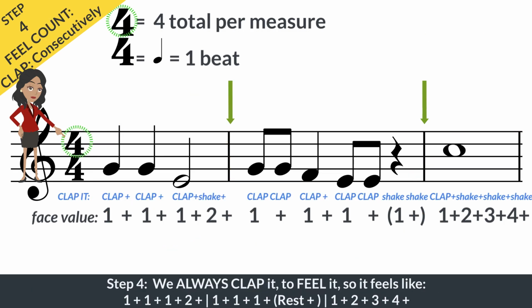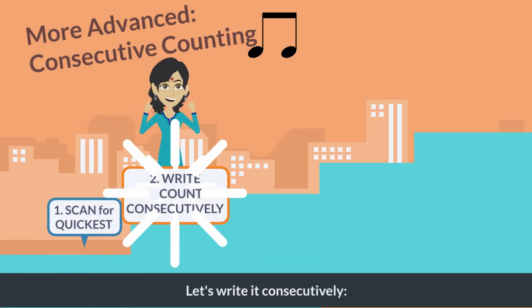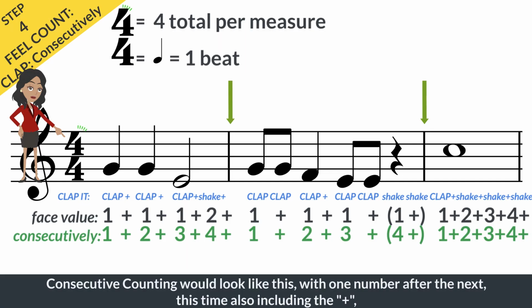Step 4. We always clap it to feel it, so it feels like 1 and 1 and 1 and 2 and 1 and 1 and 1 and rest and 1 and 2 and 3 and 4 and. Let's write it consecutively. Consecutive counting would look like this, with 1 number after the next, this time also including the and.